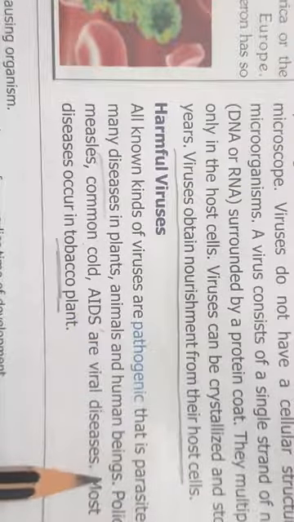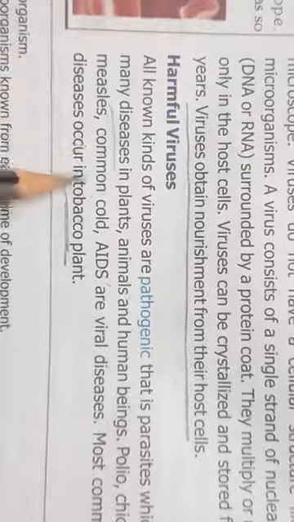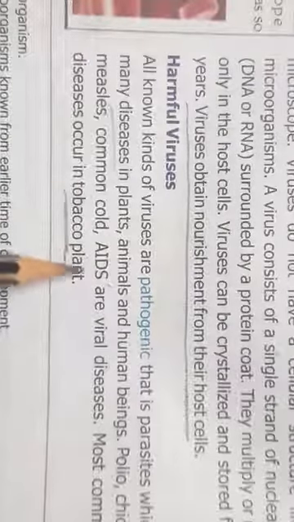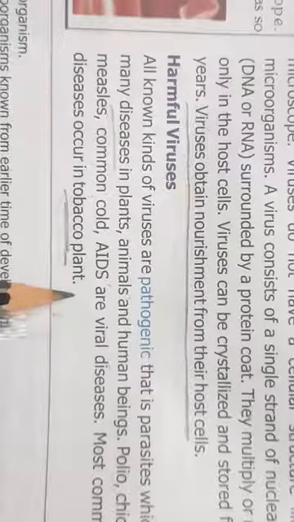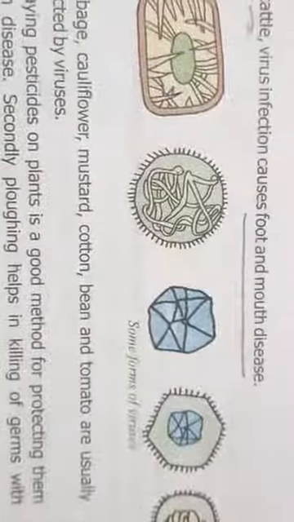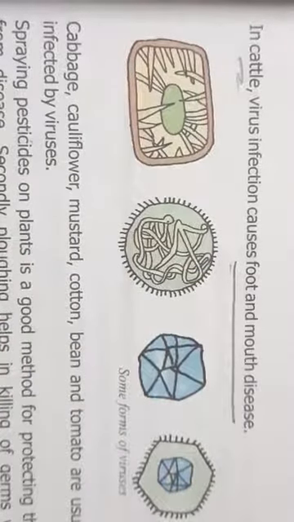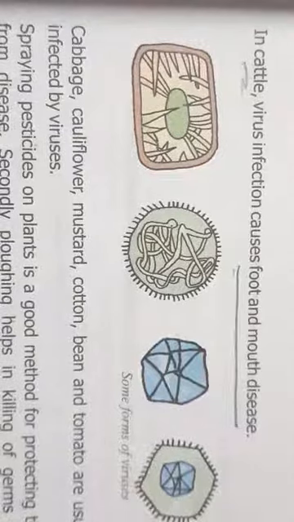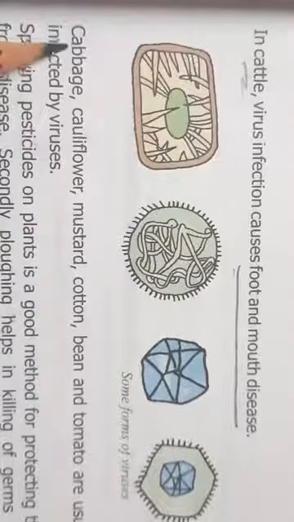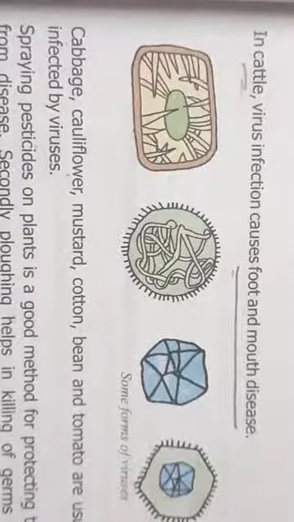And what are the diseases caused in human beings? They are polio, chickenpox, measles, AIDS. These all are caused by viruses. Then there are some diseases caused in tobacco plant. In cattle, you find the foot and mouth disease. Especially in the plants, cabbage, cauliflower, mustard are also usually infected by virus.